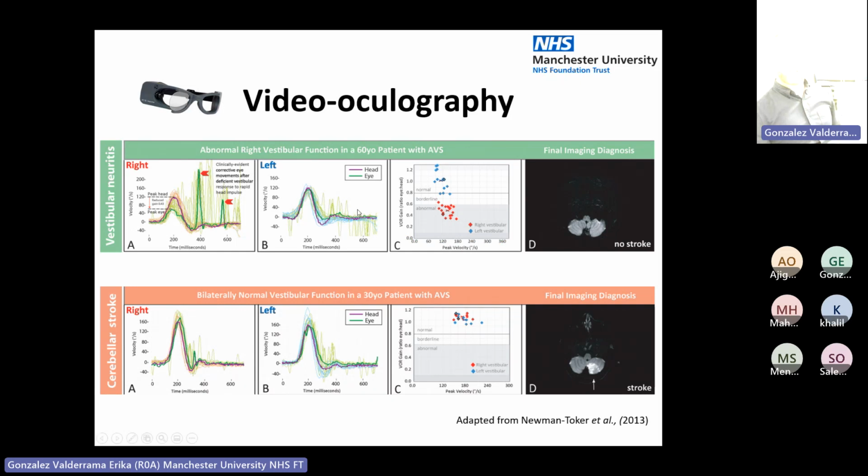For example, here is a person with no stroke who has a very positive head impulse to the right. What you can see there is the catch-up saccade that you would see with the naked eye. It's a big spike in speed of the eye movement. Whereas this patient has a normal head impulse on both sides and had a massive stroke at the back of their brain there.